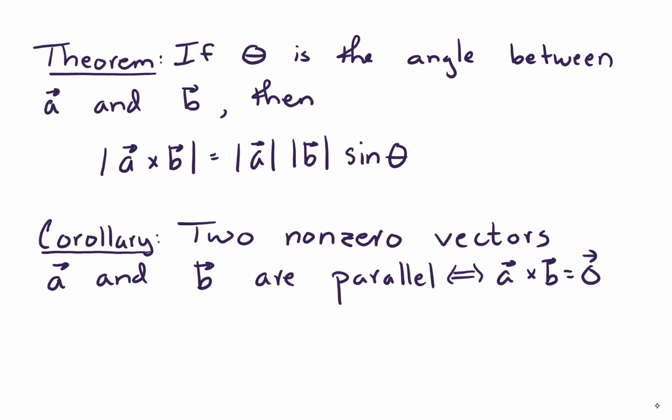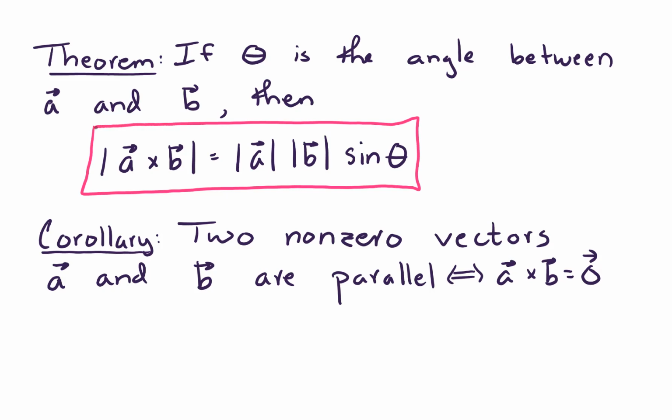Hello, in this video we're going to talk about a theorem and a corollary. So the theorem says that if theta is the angle between vectors A and B, then the magnitude of A cross B equals the magnitude of A times the magnitude of B times sine of theta. Okay, so this is a very helpful equation to know and use.